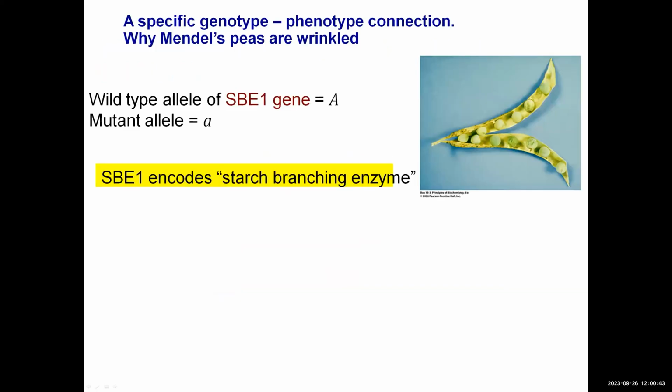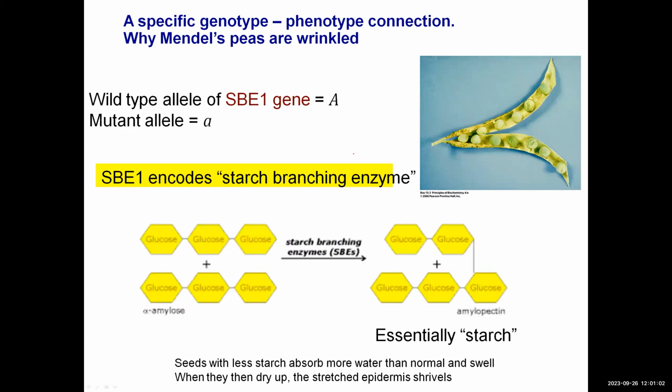This is a classic example that's used a lot of the time in Mendel's experiments, where he talks about wrinkled versus smooth peas. The gene that's involved here, SBE1, encodes a starch branching enzyme. Essentially, what's happening to cause this phenotype is that the different chains of glucose are able to be connected in a side branch. When this enzyme is mutated, there's less starch.